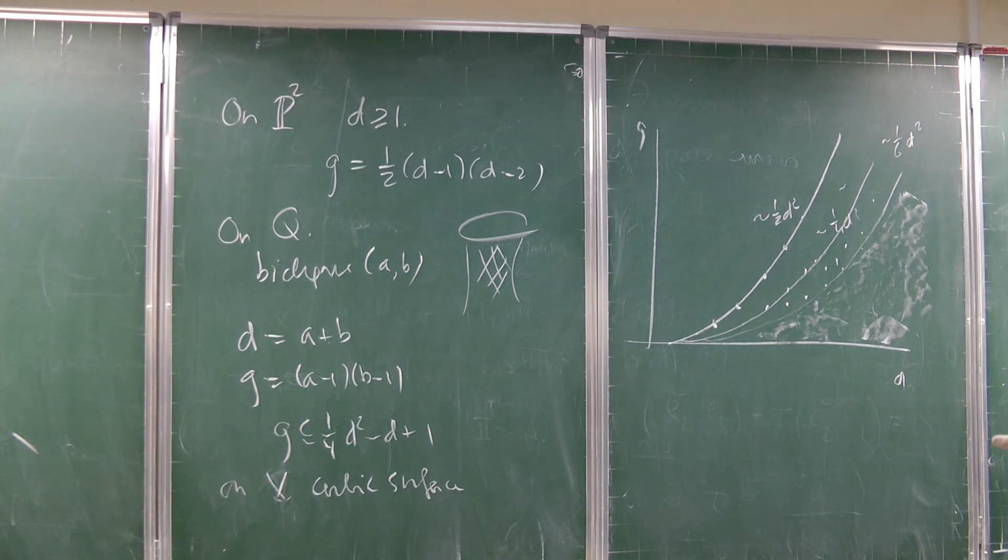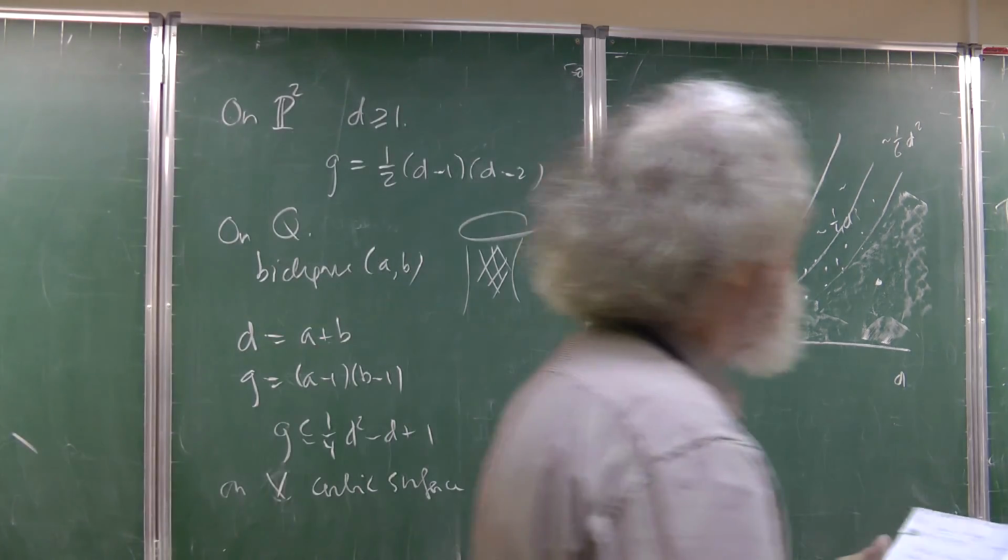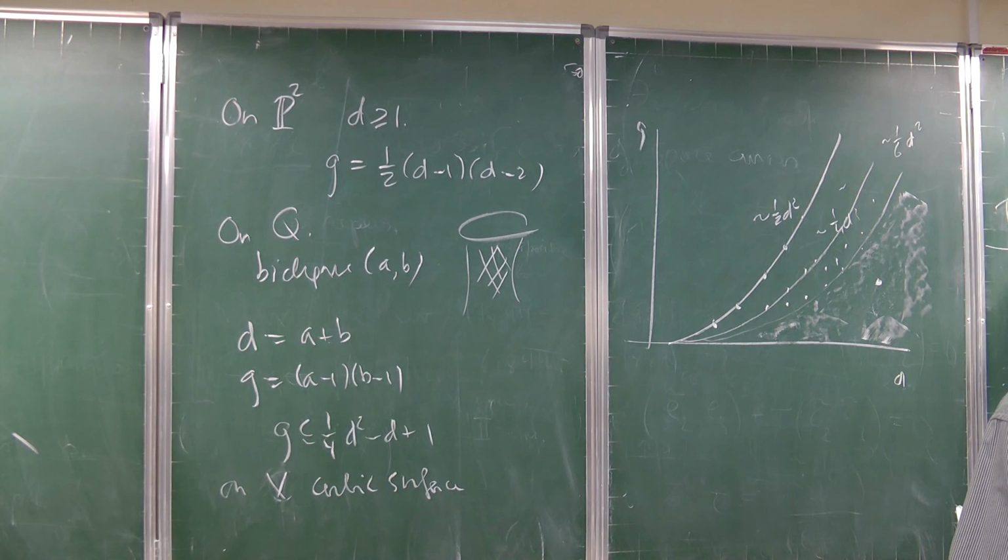Well, Halphen, in his book, stated correctly that every possible value of d and g underneath this curve is possible. So any g satisfying this exists. However, Halphen was not quite correct because he claimed that these all existed on cubic surfaces, and that's incorrect. And this situation was corrected in 1982 by Gruson and Peskine, and they provided a correct proof of this theorem here that every possible d and g exists.